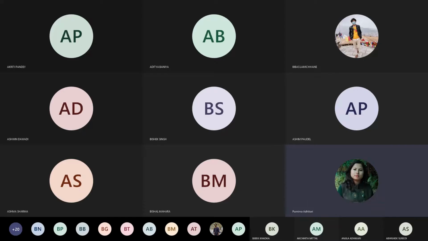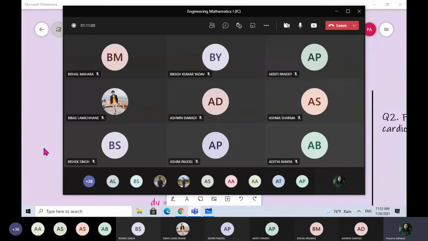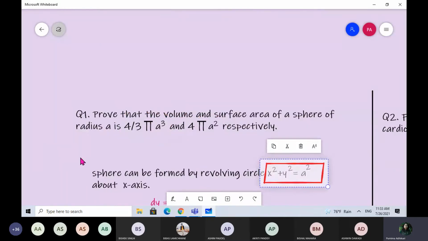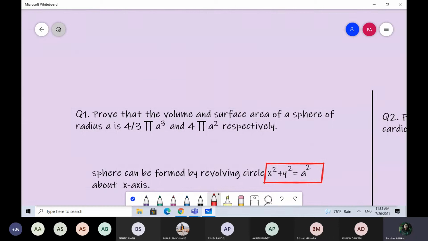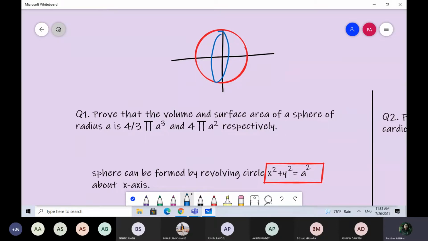Rotate your circle about either the x-axis or the y-axis, right? Circle. Now let me draw it. So this is your circle. When you rotate about either the x-axis or the y-axis, you are going to get a sphere from both sides. So now that means the equation for integration we will be using is the equation of a circle.